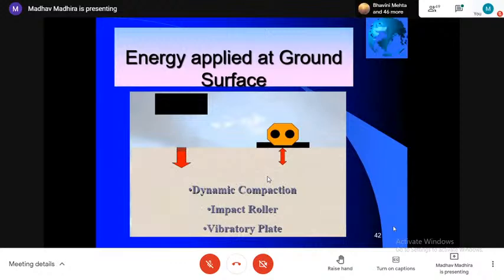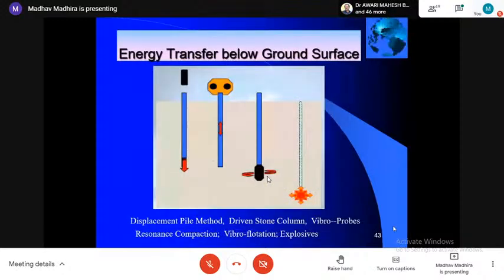Thank you. Okay. When I have loose sands, I need to apply energy. I can do that by means of dynamic compaction, impact, or vibratory plate. This is how we do it inside the ground, wherein we provide a probe and vibrate it so that I can densify. Blasting is also used, but you have to do it at great depths.